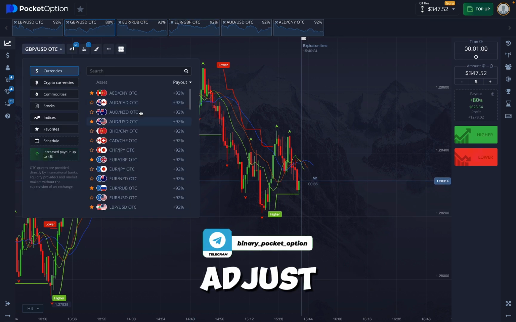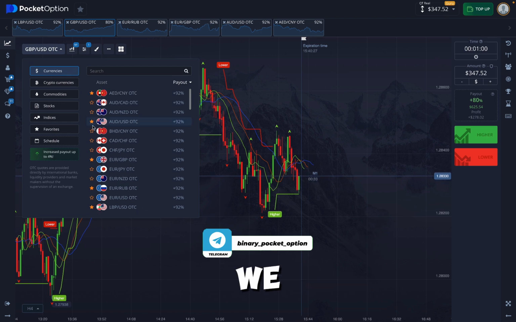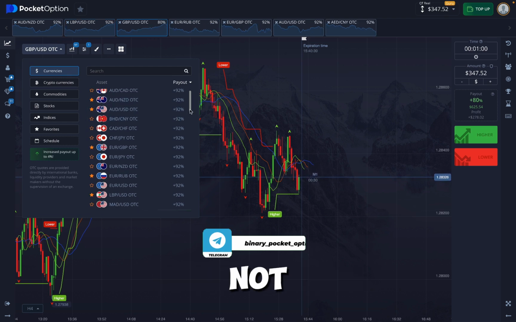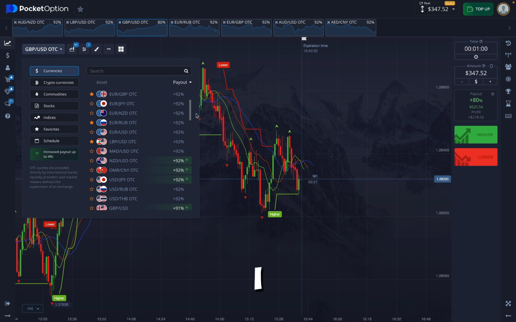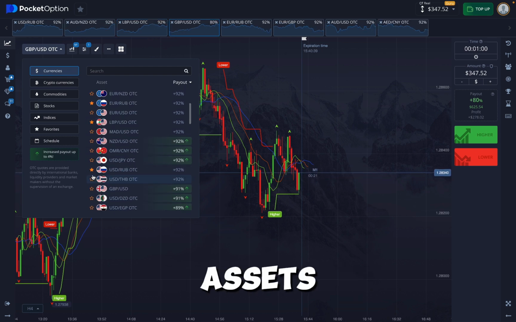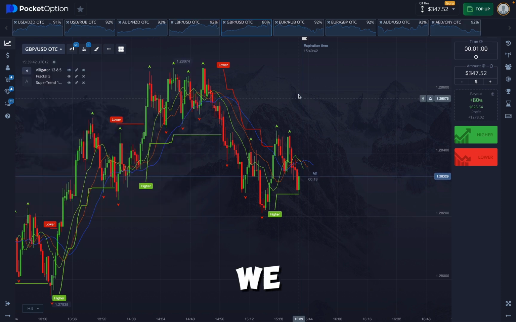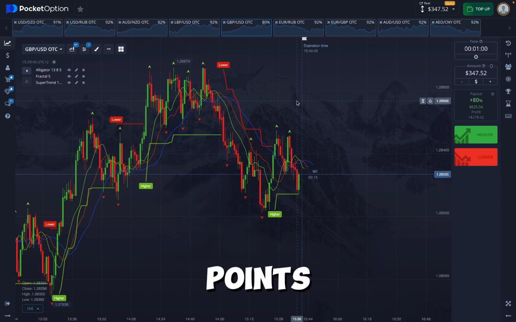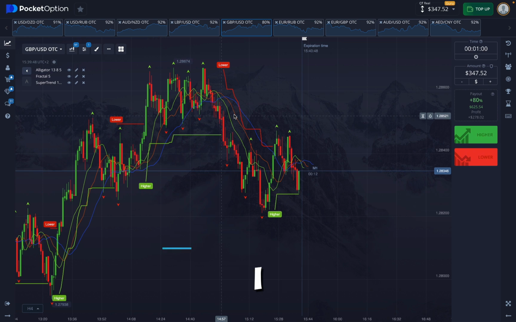Let's slightly adjust the selection of currency pairs. We see that the percentages we have are not quite optimal for today's trading. I want to get a more satisfactory profit. And let's select these assets. And we will have to analyze the entry points and analyze the market, but I think I can handle this task.